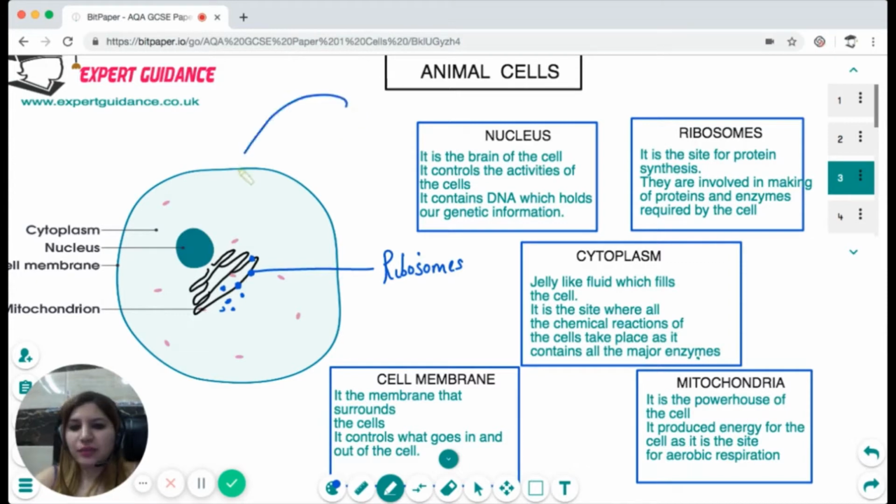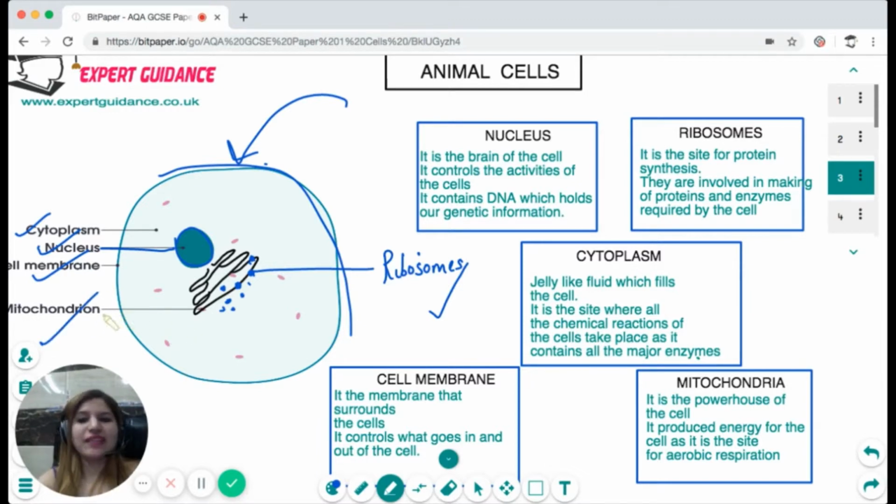Now the diagram here shows you the animal cell, and you can see there's a round big nucleus. The jelly-like fluid that fills the cell is the cytoplasm. The outer layer that surrounds the cell is the cell membrane. And then on these structures, and freely, you have ribosomes. And then you have these pink structures called the mitochondria.